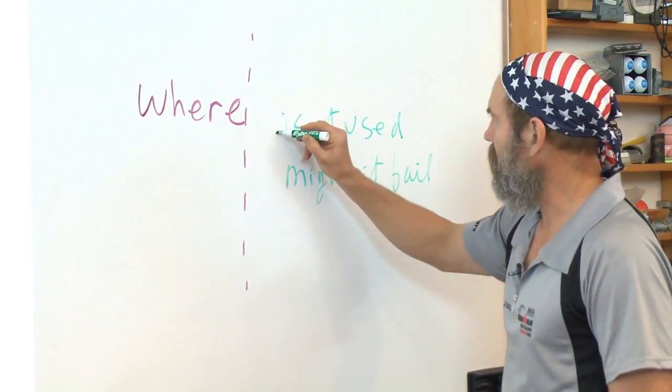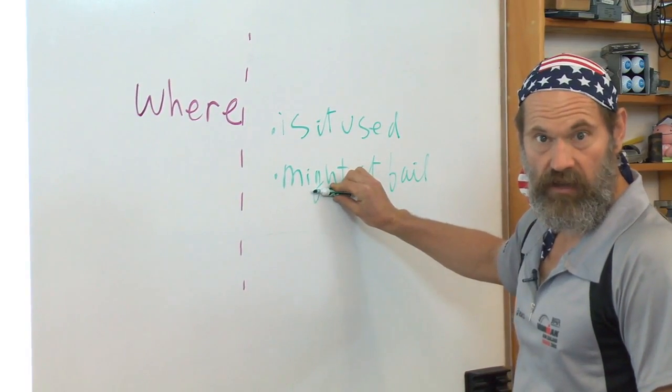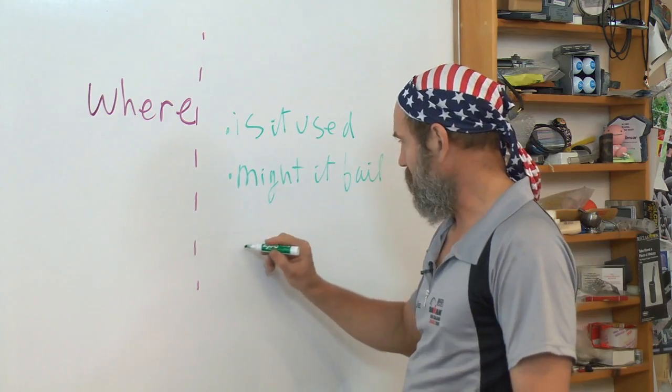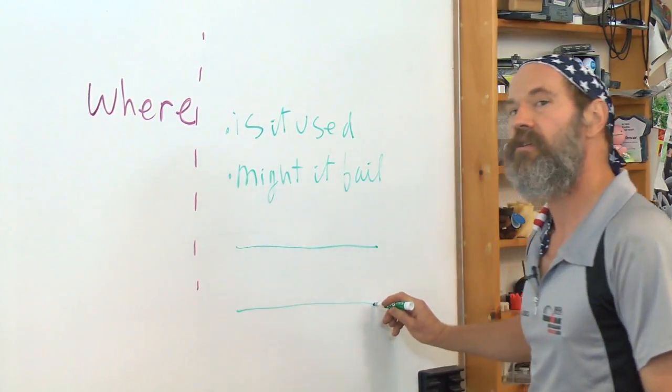You see what we're doing? We're taking all the different kinds of qualifiers. Where is it used? Where might it fail? Where, what else? Well, you fill in what's here, where. Okay? And now you can almost make this into a game.